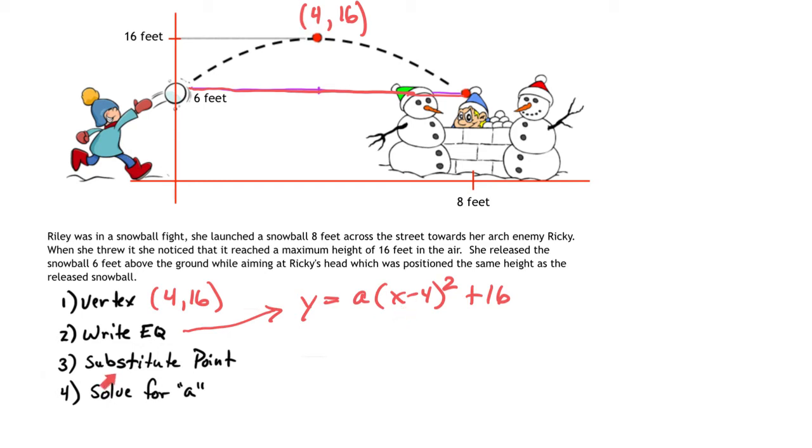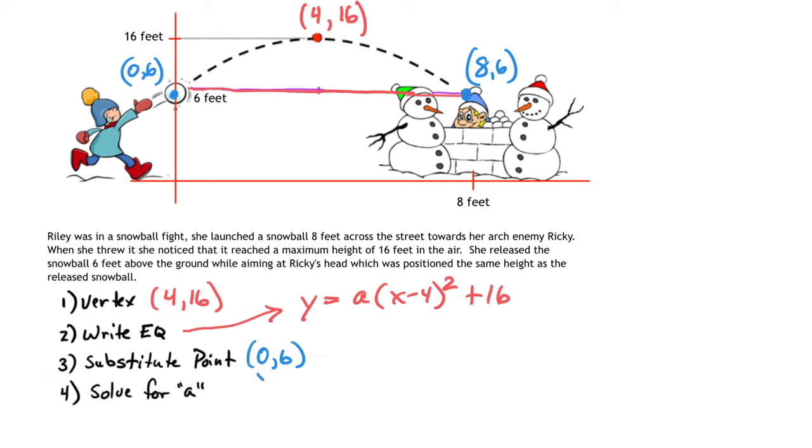All right, now the next thing we need to do is substitute a point. A point that we could use off of this picture is one you see, for example, like the y-intercept right here. It crosses at (0, 6). I could also use this point over here, which is the exact same height as where it was thrown, and this is at (8, 6). It does not matter which point you pick, but since I like working with smaller numbers, I'm going to choose (0, 6). So we'll use (0, 6).